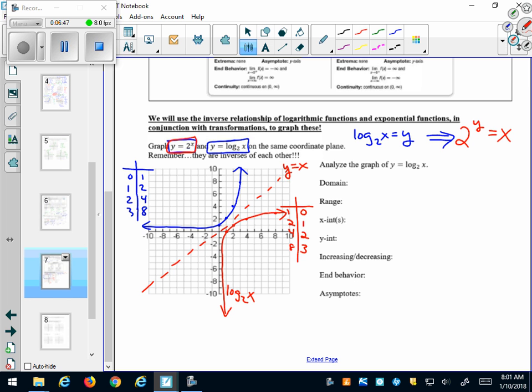All right, what is the domain of that graph? What are all the possible x's? 0 to infinity, right? There's an asymptote at x equals 0, so not including 0, and then to infinity. What is the range? Negative infinity to infinity.